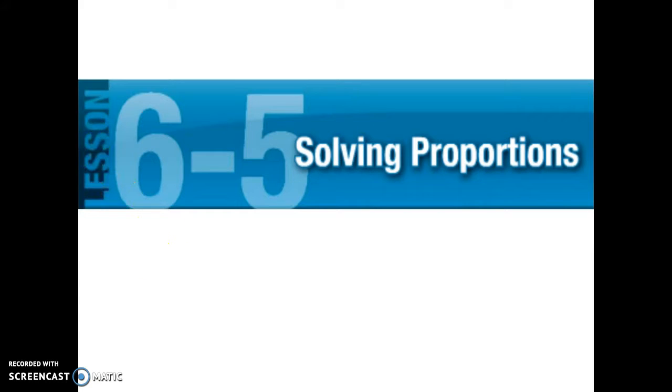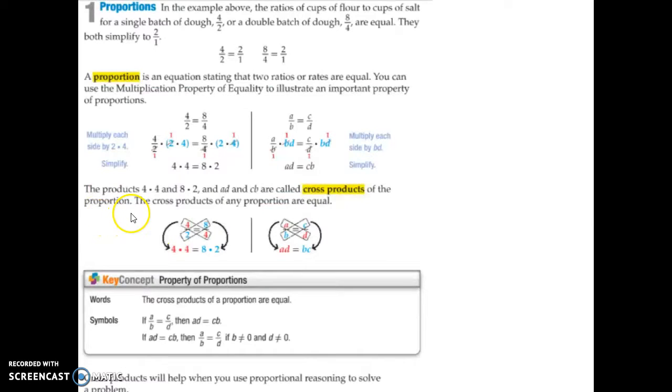You've seen some of this before, shouldn't be totally new. But what is a proportion? It's an equation stating that two ratios or rates are equal. We talked about proportional relationships yesterday. If two things are proportional, they have the same rate or the same ratio. So now we're going to solve some problems that involve proportions and equal ratios and rates.